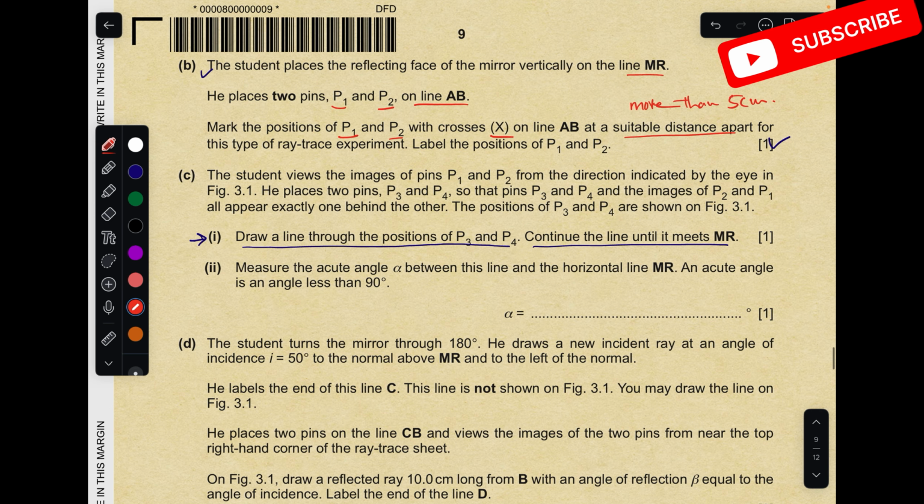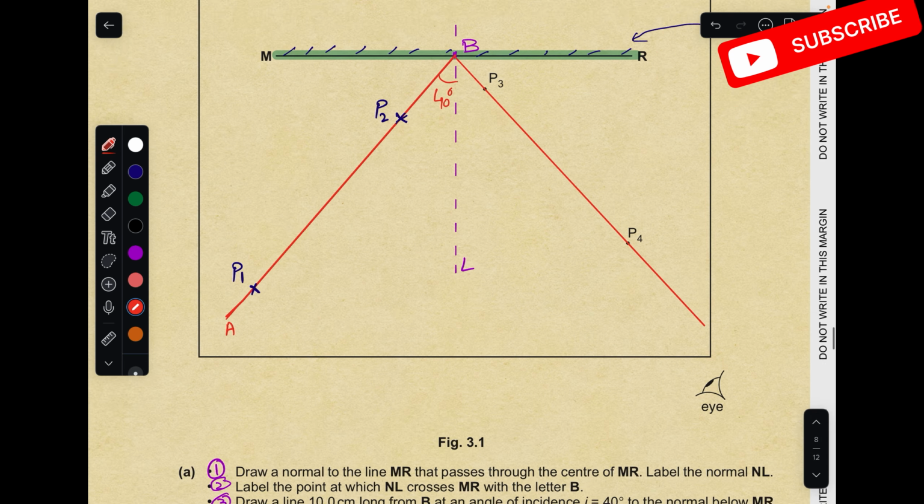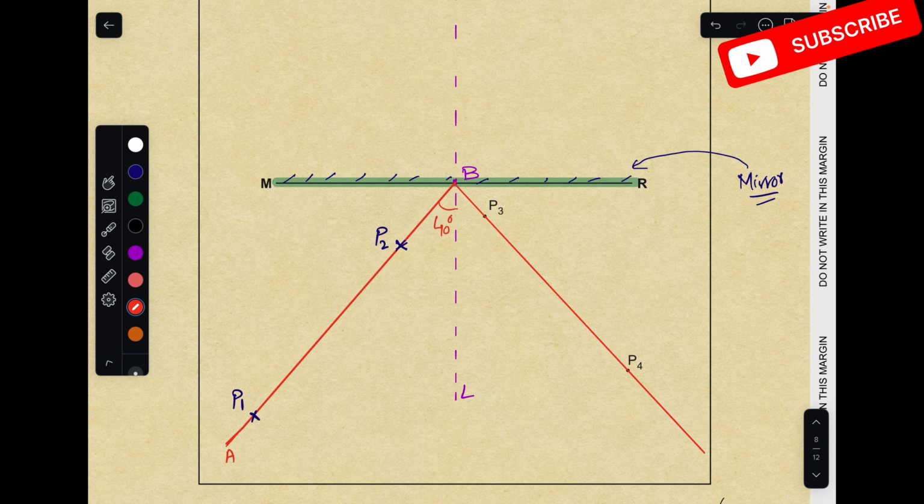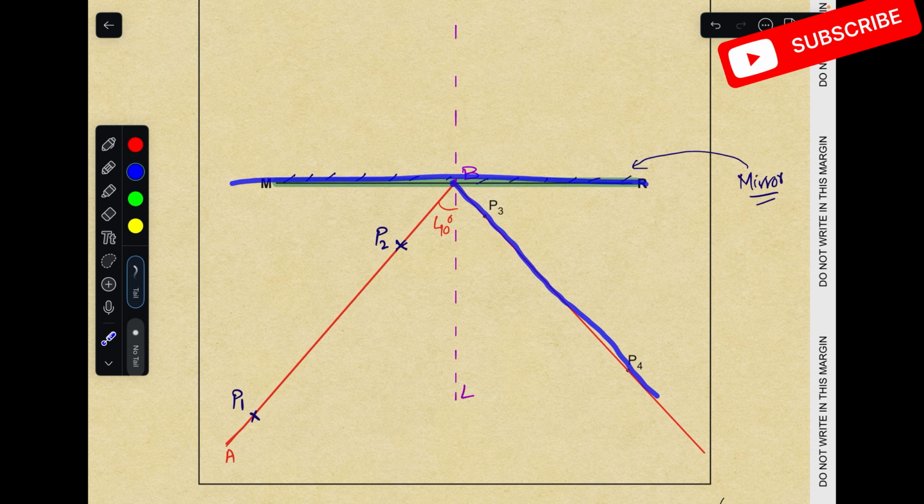I guess they haven't told us how long it should be, so you can draw it anyway. The second part, this one we are doing: measure the acute angle alpha between this line and the horizontal MR, and an acute angle is the angle less than 90. They're talking about this line, and this is the MR. You have to measure this angle.